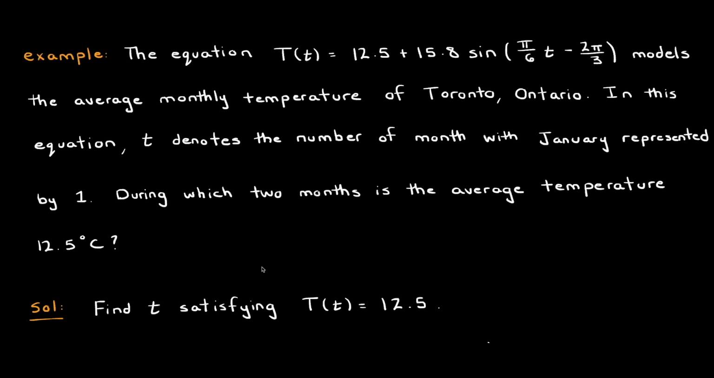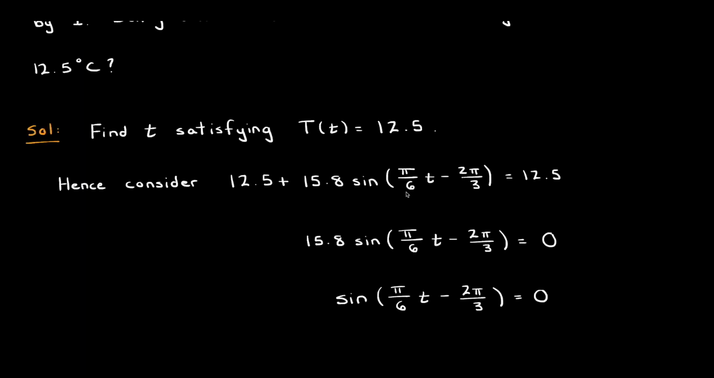So to solve this problem, we are looking for values of T that satisfy the following equation. We want to know for what values of T is the temperature exactly equal to 12.5 degrees Celsius. And so this means we have to set the equation equal to 12.5 and solve for T. To do that, we can begin by subtracting 12.5 on both sides to get this equation, and then we can divide both sides by 15.8 to get this equation. And so now we're asking, when does sine of this input equal 0?